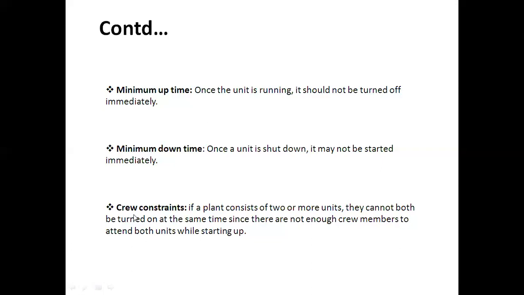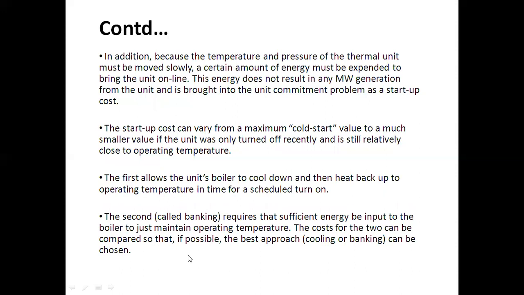Another is the crew constraint. If a plant consists of two or more units, they cannot both be turned on at the same time, since there are not enough crew members to attend both units while they are starting up.